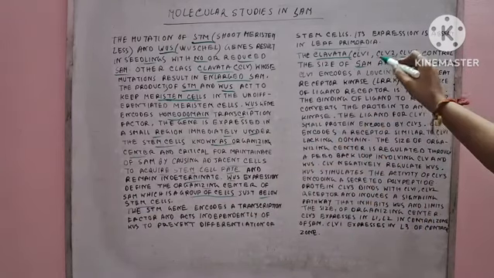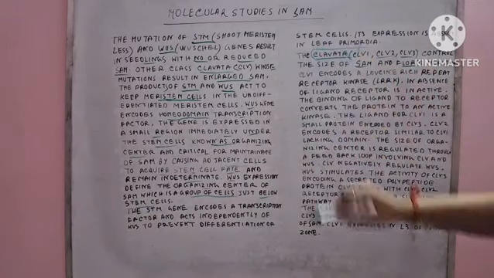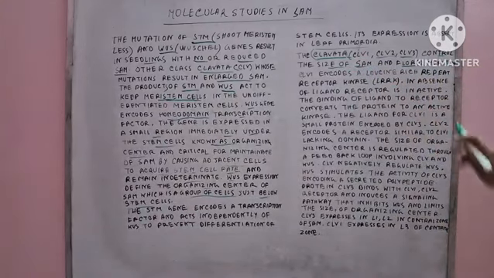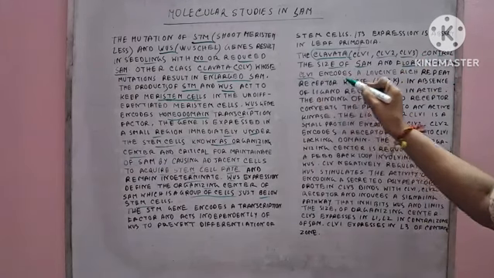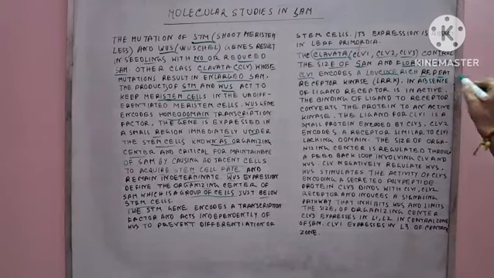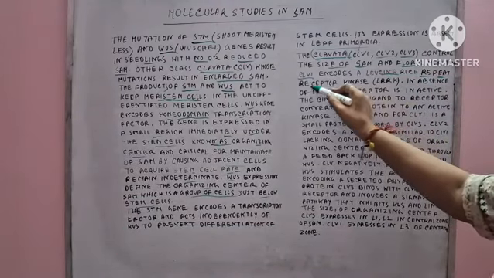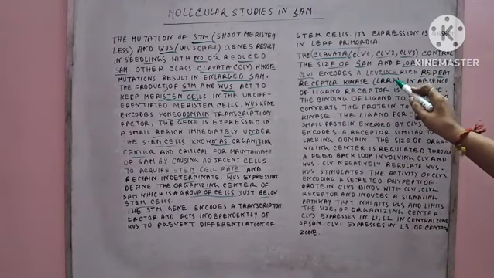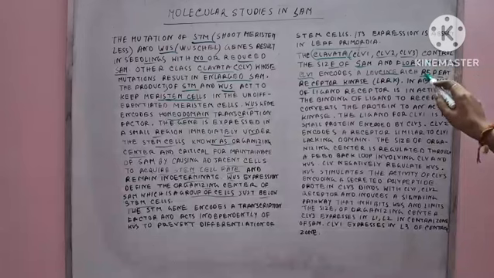So what is the role of this CLAVATA? It controls the size of the shoot apical meristem and the floral meristem. Now CLV1 encodes leucine rich repeat receptor kinase. The short form is LRRK, leucine rich repeat receptor kinase. This is another protein obviously.